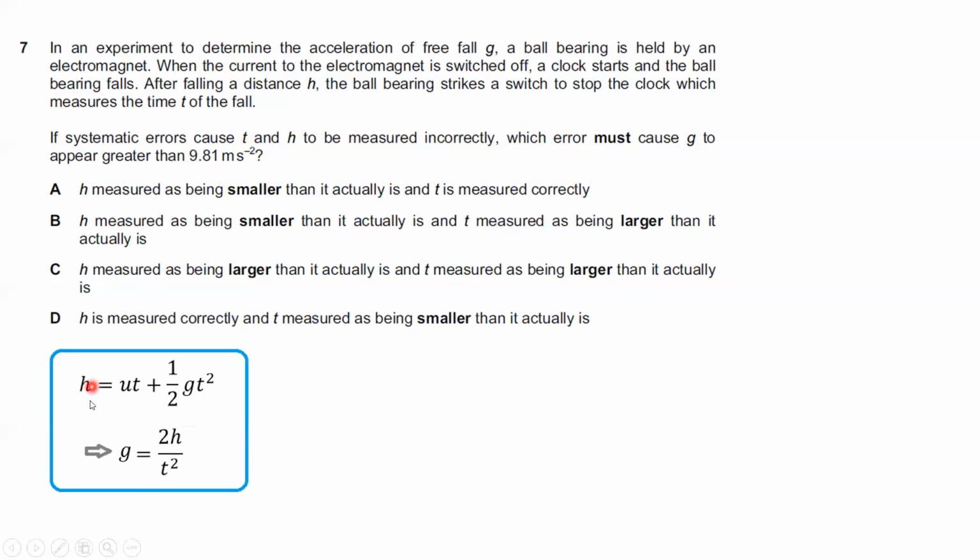So already you know height is equal to ut plus half gt square. Since your initial speed is 0 as it is falling from rest, the u is 0, so we get this part to be 0. I'm making g as the subject. Why am I making g as the subject? Because that is the part we have to determine. So it becomes g equals 2h over t square.